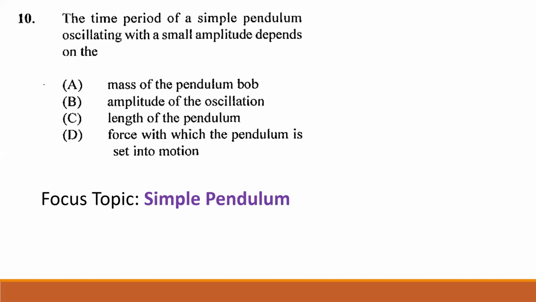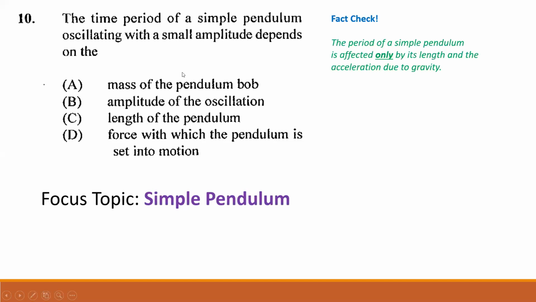Number 10, the time period of a simple pendulum oscillating with a small amplitude depends on. Now there are two things that the period depends on, and those are the length of the pendulum and the acceleration due to gravity, which if you are in one place, then that would be constant. So it only depends on the length. The answer should be C.